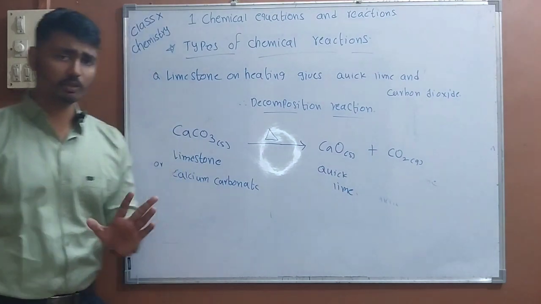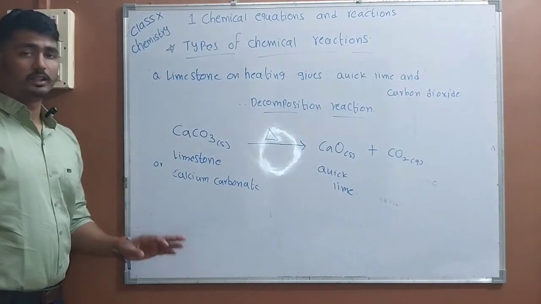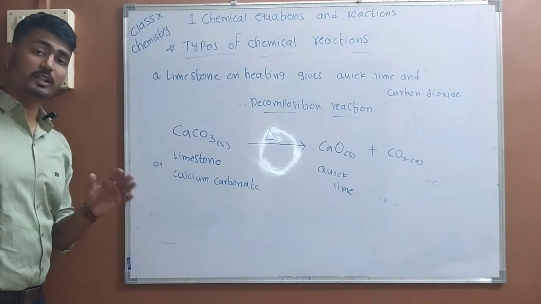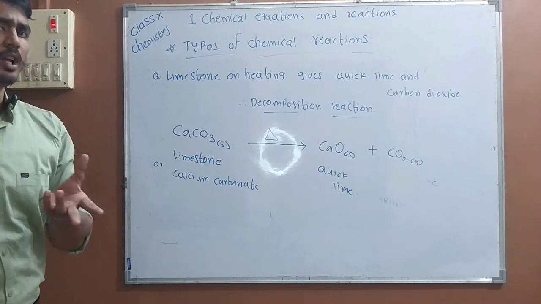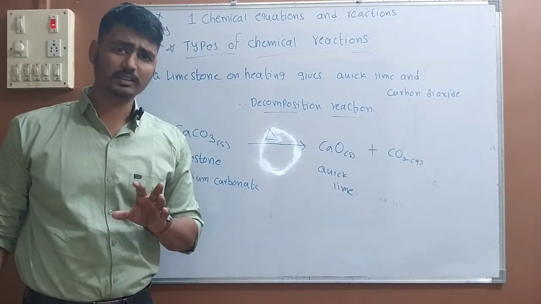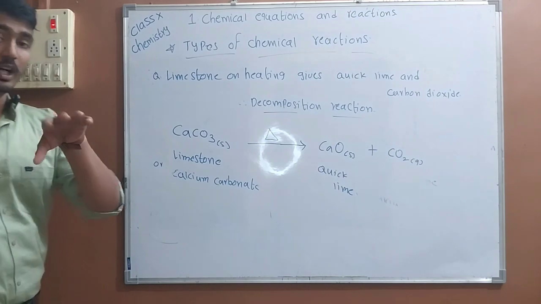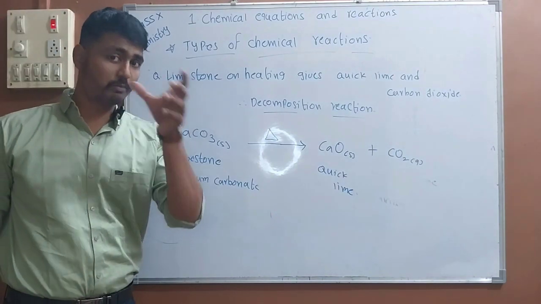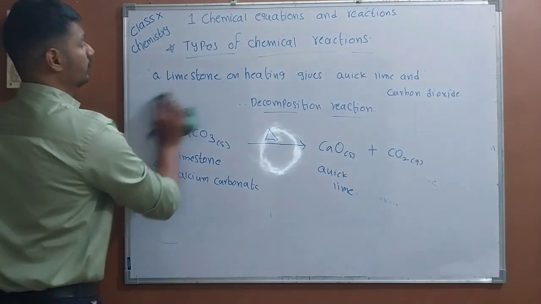And the next reactions we are going to identify. There are two types of reactions: one is exothermic and another one is endothermic. Now, what are these exo-endo reactions? We are going to understand, and also how to avoid the confusion between exothermic and endothermic reactions.